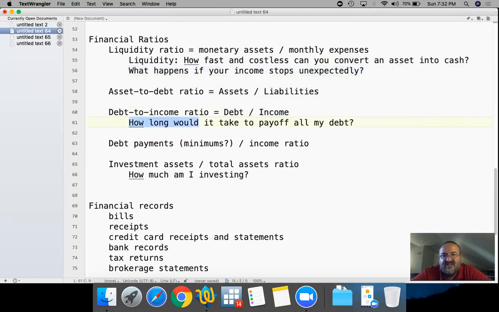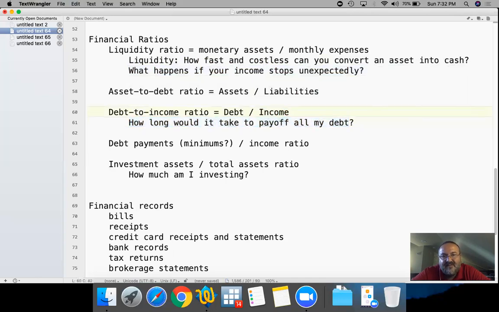Now, how long would it take you to pay off all your debt? Think of it. And again, I'm not talking about the mortgage that you have to pay 30 years from now. I'm talking about the debt, like credit cards, car financing, perhaps student loans. But then again, I'm not talking about the long-term debt, but your credit cards primarily. How long would it take you to pay all of them off?